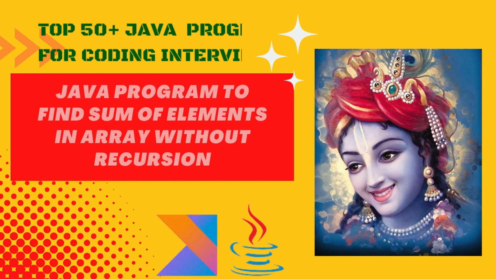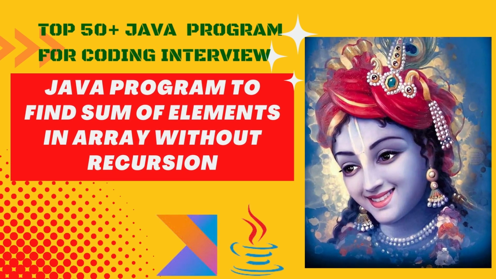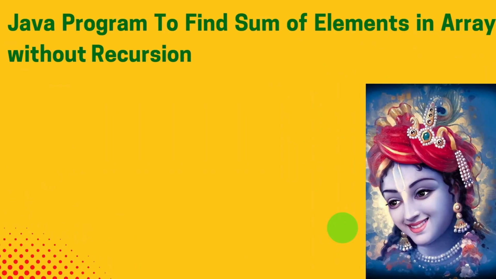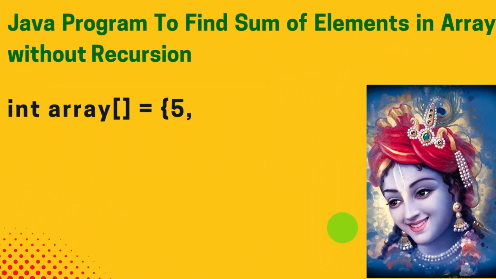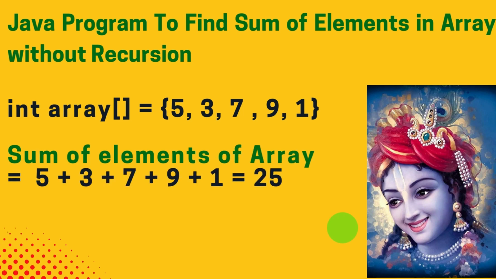In this video, we are going to implement a Java program to find the sum of elements of an array. Let's take an example of an array containing the elements 5, 3, 7, 9 and 1. The sum of the elements of the array is 5 plus 3 plus 7 plus 9 plus 1, that is 25. Let us practically implement this program using Java.